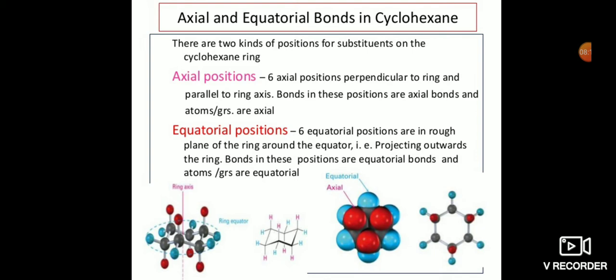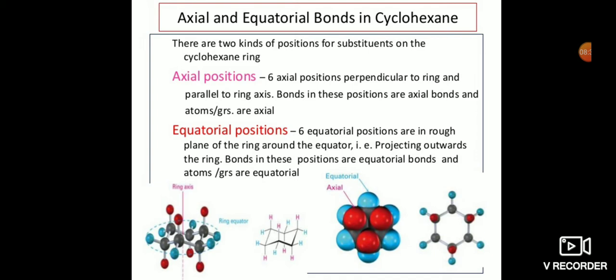In the second structure you can see it as a line structure, in the third structure as a ball structure, and the fourth structure is a planar structure of cyclohexane. So here are different views of this structure.